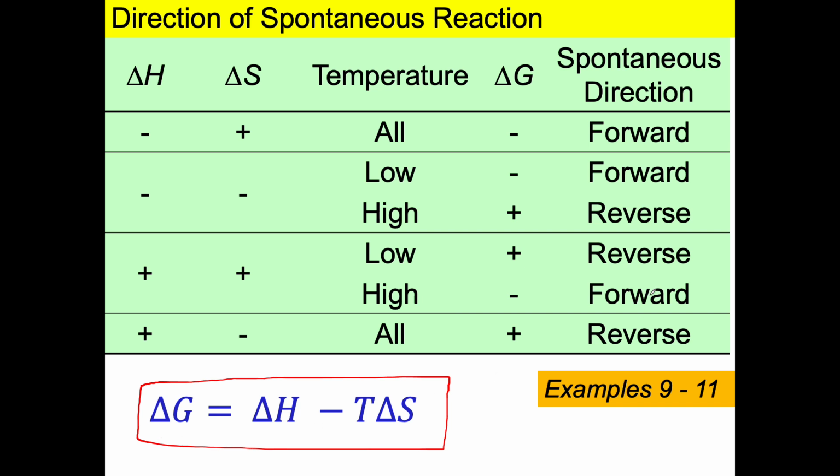Right? Much less to memorize. Don't bother memorizing this whole thing. Just remember the result. If the signs are different, it's always going to be either always forward or always reverse. You can figure it out.